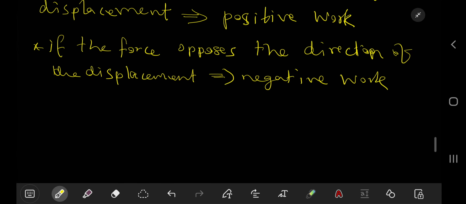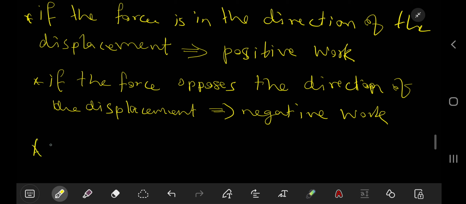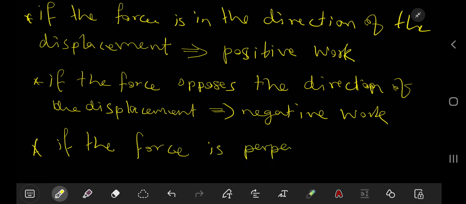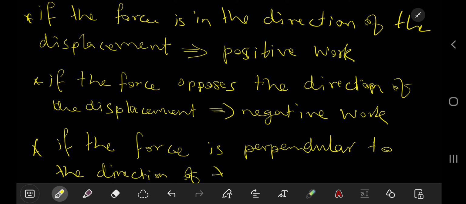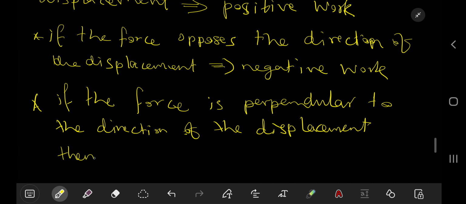And then the last rule was if the forces are perpendicular to the direction of the displacement, then they do no work. If the force is perpendicular to the direction of the displacement, then the force does no work.